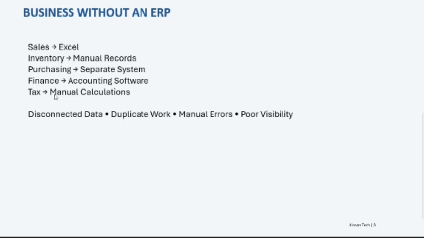So the key characteristic of this business without an ERP is that you get disconnected data. So data is disconnected from one area to another. Then you get a lot of duplicate work because it is not done in a harmonized way by one system. It's also prone to a lot of manual errors which usually occur, and then there is a lot of poor visibility and monitoring of what is being transacted in the business.